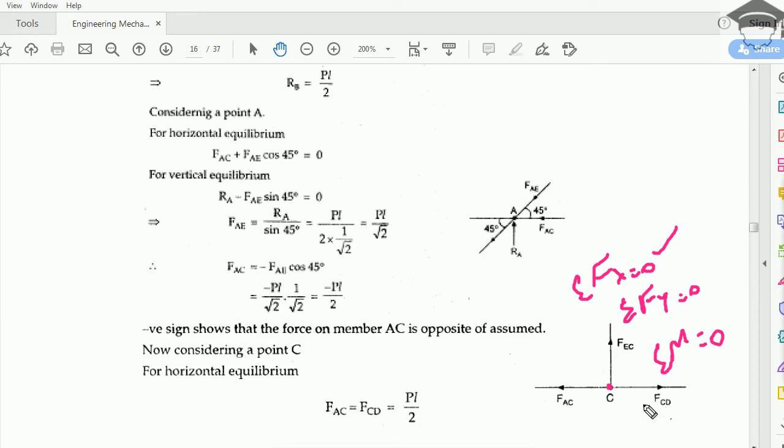Alright, and if in the question they had asked for the force in member EC, then directly by summation Fy equal to 0, FEC equal to 0. Alright, so let's move on to the next question.